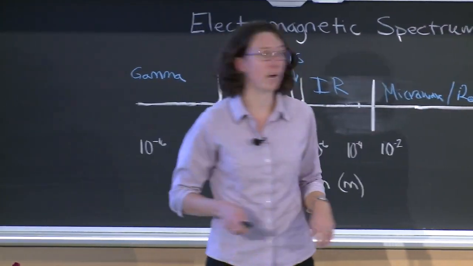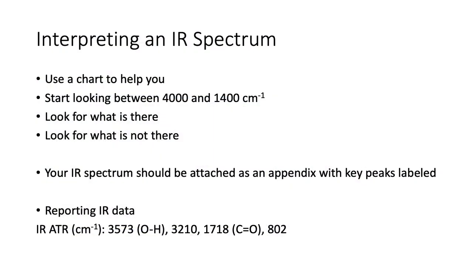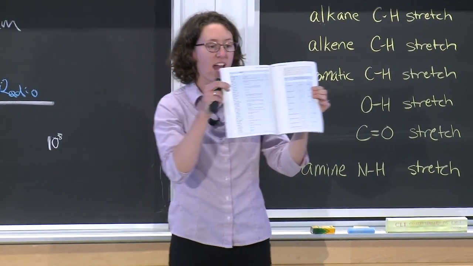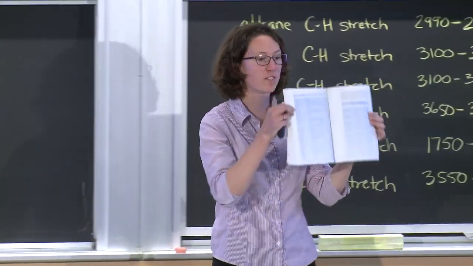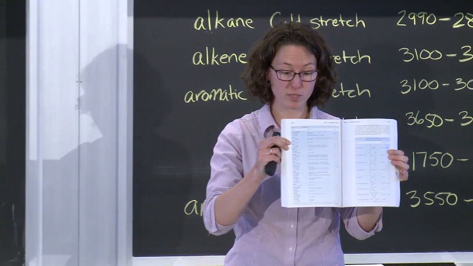What do we have next? So yeah, we can talk about interpreting an IR spectrum. So in your book or on the internet, there are many, many charts that have lists and lists of the IR. Oh, my bookmark fell out. Oh, here it is. So there's a chart in the Morig book that has a list of all of the different stretching frequencies for different functional groups.